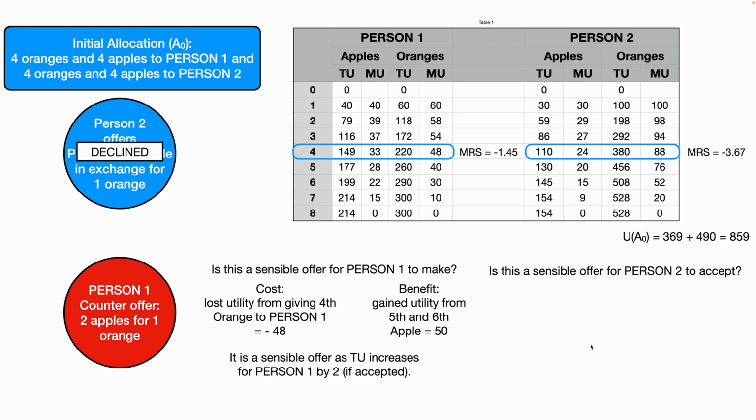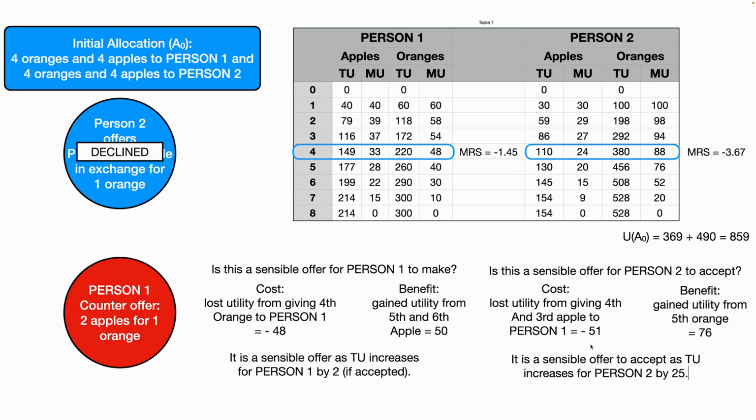Will person 2 accept this offer? As it says right here, it is a sensible offer to accept because total utility is going to increase by 25. What's the cost to person 2? Well, they have to give up their 4th apple and their 3rd apple. 24 and 27 is equal to 51. That's how much utility is decreased. And when they gain the 5th orange, their utility goes up by 76 units, a net increase of 25 units.